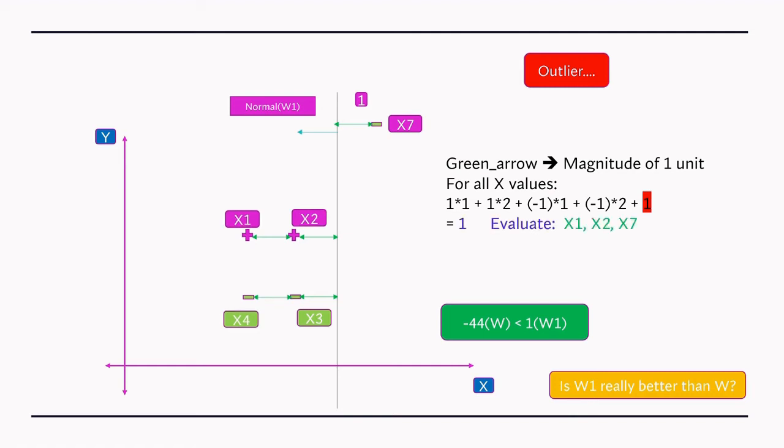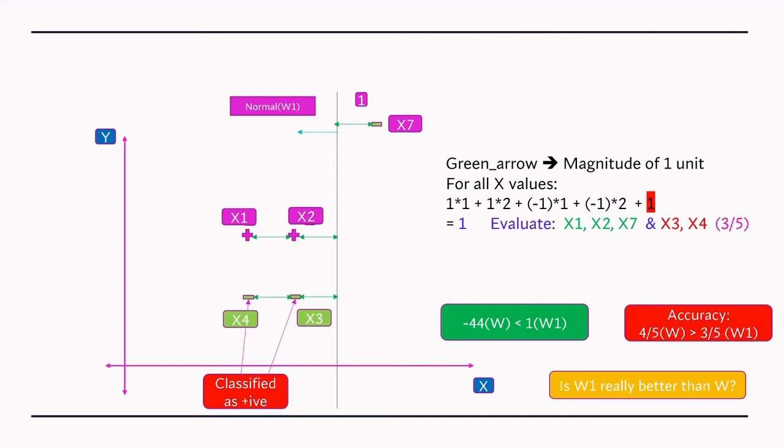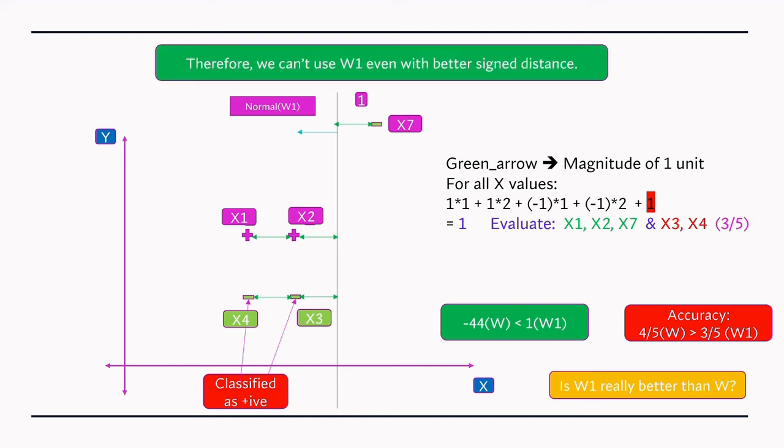Let's evaluate it. Here we have x1, x2 and x7 which are correctly classified, but x4 and x3 are classified as positive labels, but in reality they are negative labels. So here there are two misclassifications. So the accuracy becomes 3 out of 5. Therefore, we actually cannot use W1 even with the better signed distance. This is where the sigmoid function comes to the rescue.